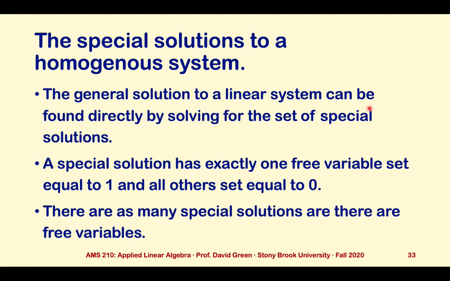When a homogeneous system has more than just the trivial solution, it must have an infinite number of solutions, but we can characterize a small number of what we term special solutions by setting the free variables to a very specific set of values. A special solution has exactly one free variable set equal to 1 and all others set equal to 0. Because each special solution sets one free variable equal to 1, we can do this for as many times as there are free variables. There are as many special solutions as there are free variables. And these special solutions give us a more direct way of getting that result that we just demonstrated by factoring the general solution.